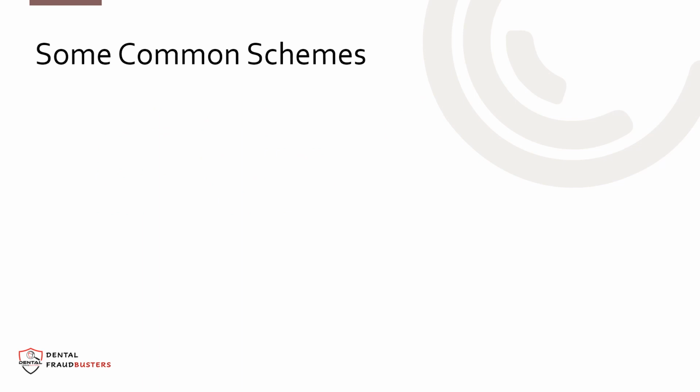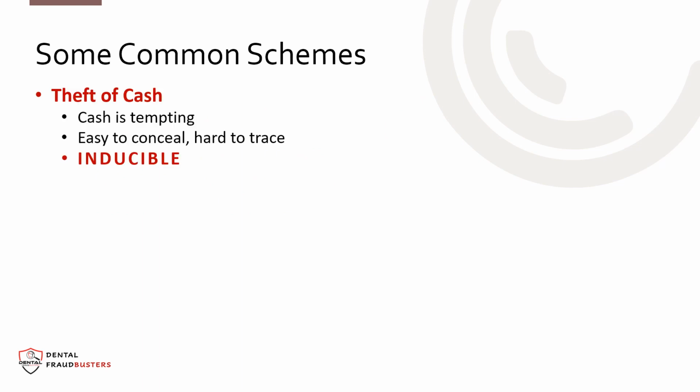Okay, so what are the most common schemes used to steal? Well, theft of cash is very common. Cash is tempting. Anyone who has a dishonest streak will invariably, at some point in time, regardless of the method that they are using to steal, steal some cash. If the practice gets over-the-counter cash, and most practices do, I'll talk a little bit more about that in some of the other lessons. But cash is tempting.